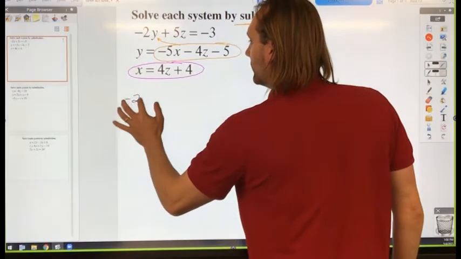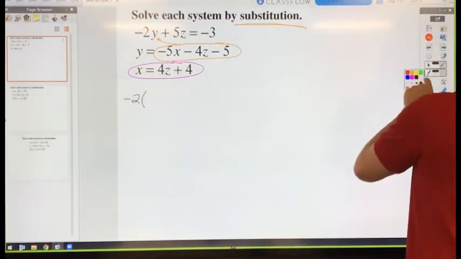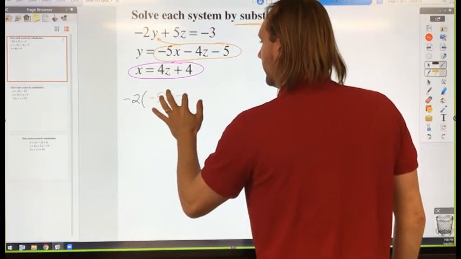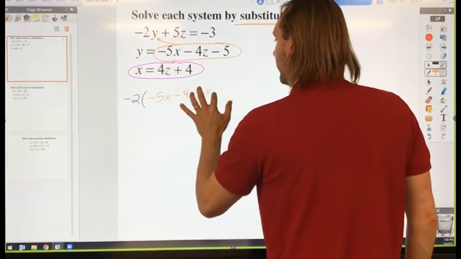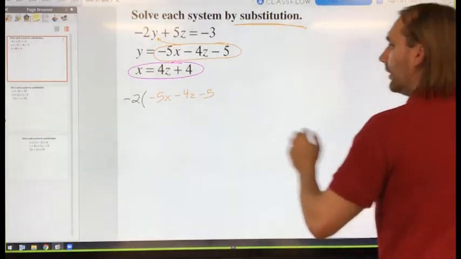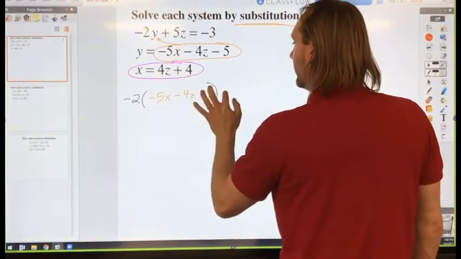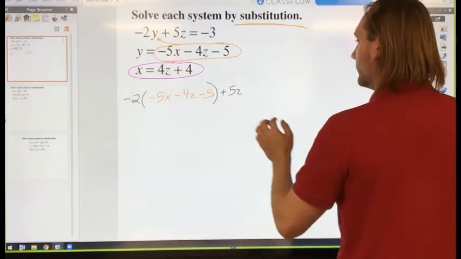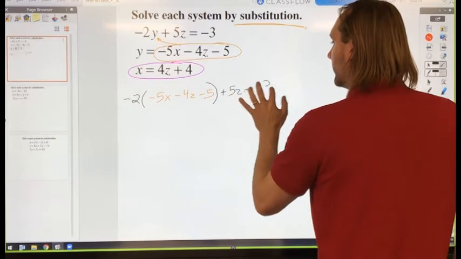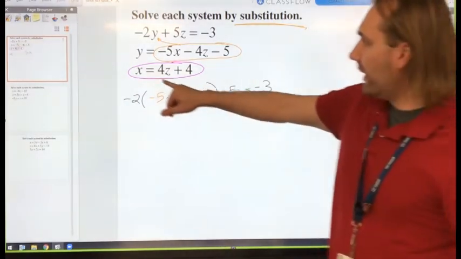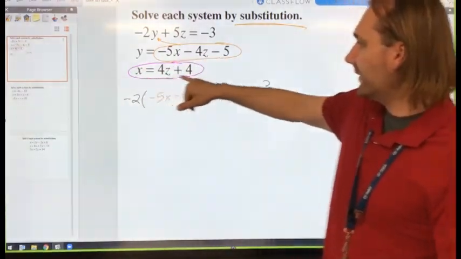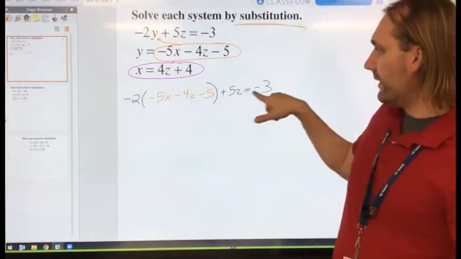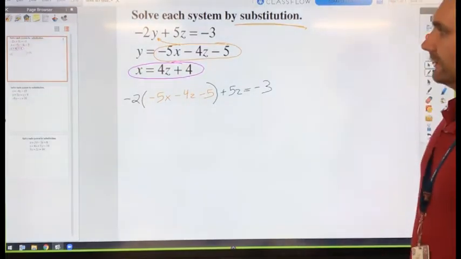So negative 2 times negative 5x minus 4z minus 5. And then write the rest of this, plus 5z, equals negative 3. So far so good. I got one equation that's already good to go. It has x and a z. Another equation that I just need to go ahead and distribute and combine like terms. That'll have an x and a z only.